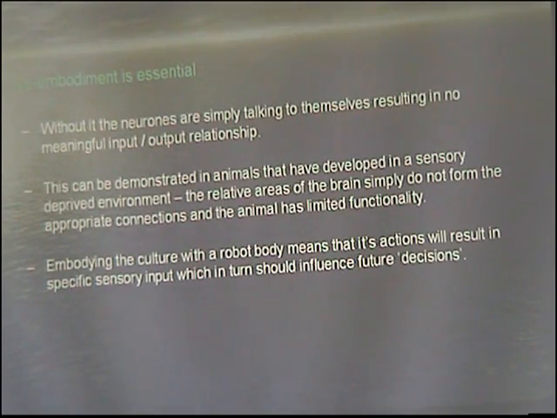Re-embodiment, we believe to be essential. A lot of work is done just growing neurons together but not putting them in a body, and you can come up with all sorts of strange results because of that. Giving it some sort of input-output to the world is important. Where animals have developed, even humans, in a sensory-deprived state, then regions of the brain don't form suitable connections and so on. The person simply doesn't have the ability, or the animal doesn't have the ability.